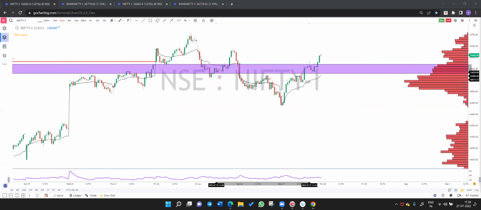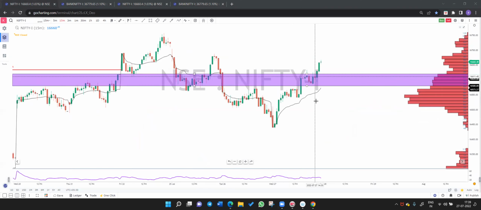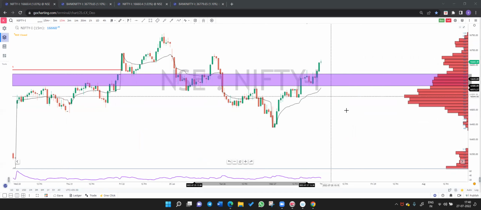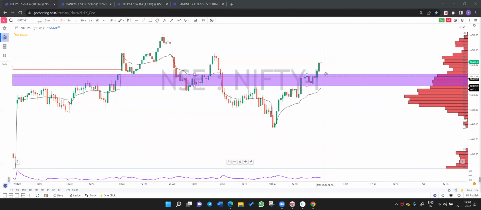Moving on to today's analysis, the largest volumes transacted today are between 16,580 and 16,620. As long as we stay above this particular price band, I am expecting the markets to be positive tomorrow. As long as we are above 16,580 to 16,620, there is a good chance the market can go higher, with my initial reference being again the swing pivot high.